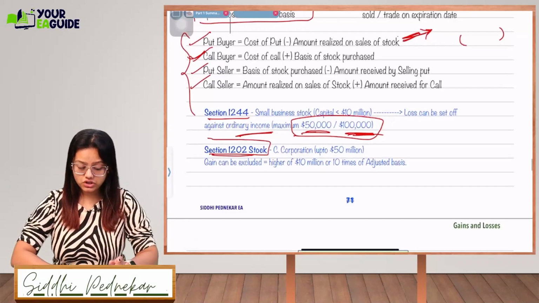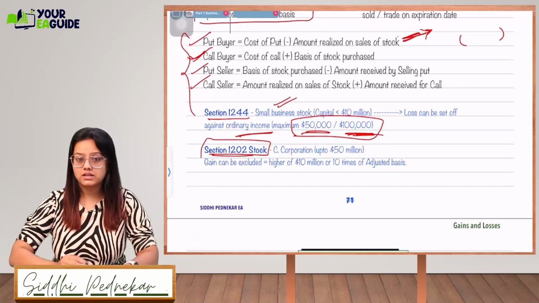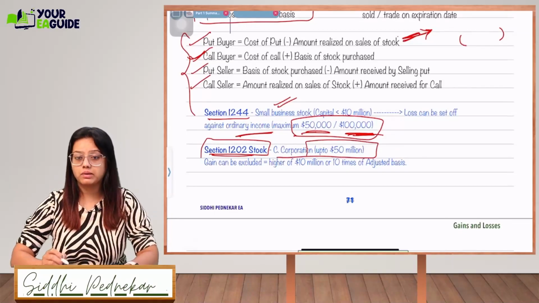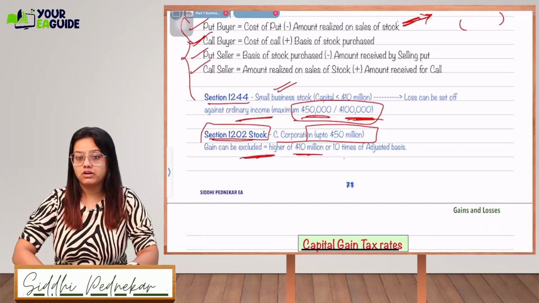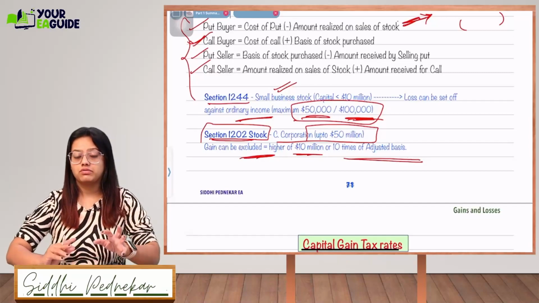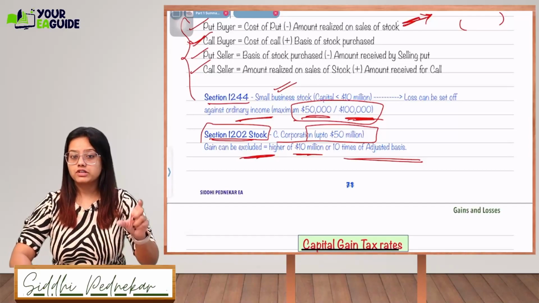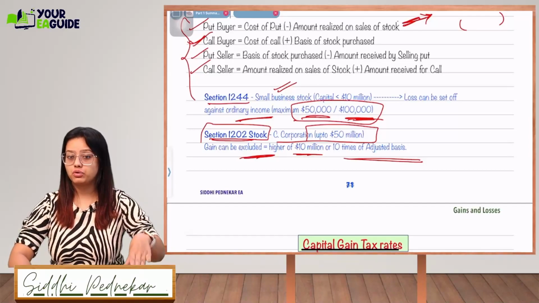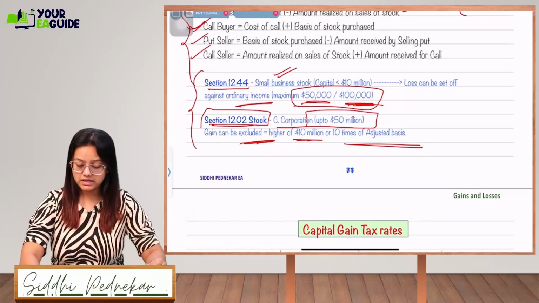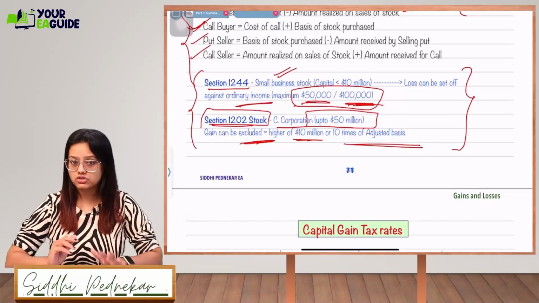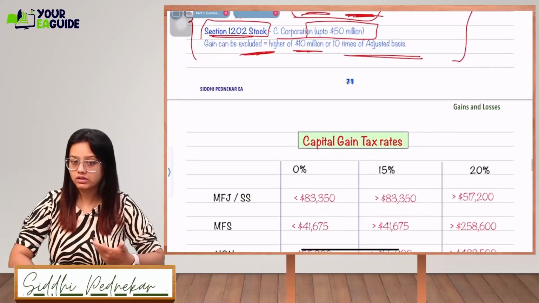In section 1202, what was the scene? That if it's a C corp, right? This is a small business other than C corp. If it's a C corp with up to $50 million, gain can be excluded. The gain can be excluded of 10 million or 10 times of adjusted basis, whichever is higher. Up to that much amount you can straight away exclude the gain if it is a C corporation having a capital up to $50 million. No need to remember the limits and everything, but if you can, it's good. Wherever it is important, I'll let you know, like the credits chapter and all other chapters.